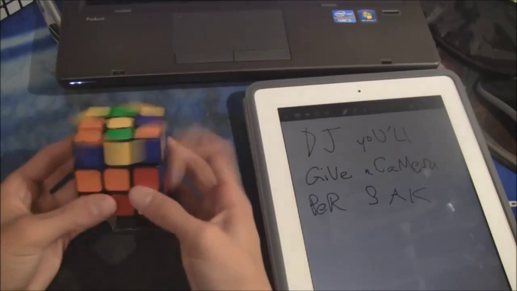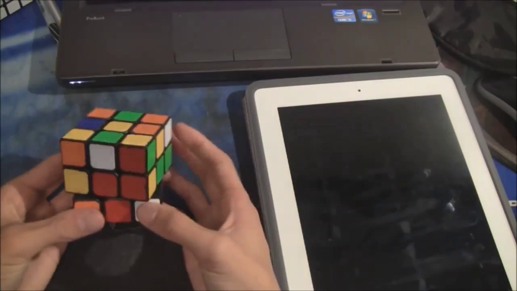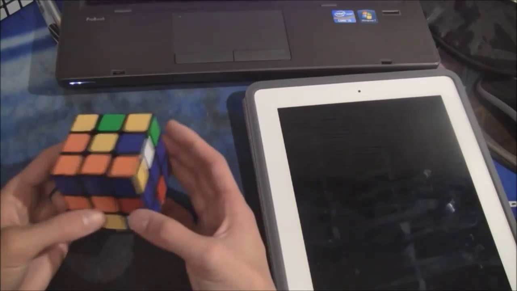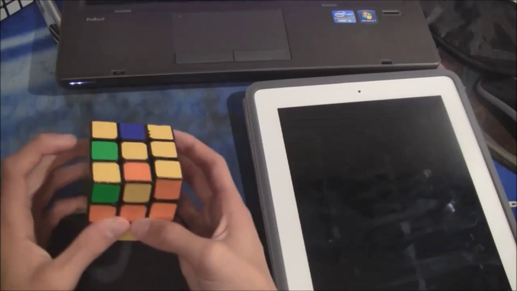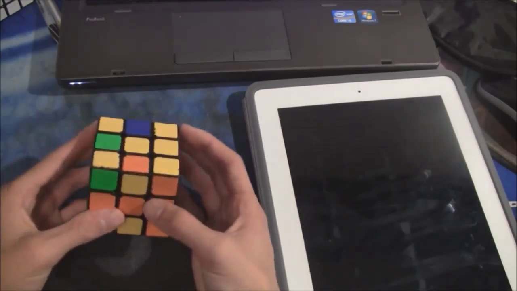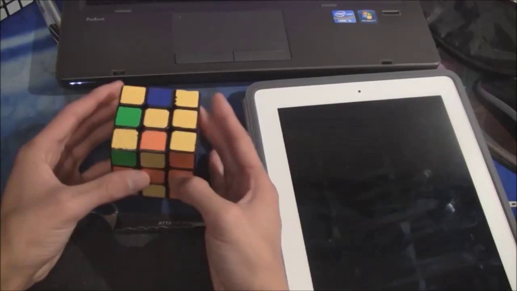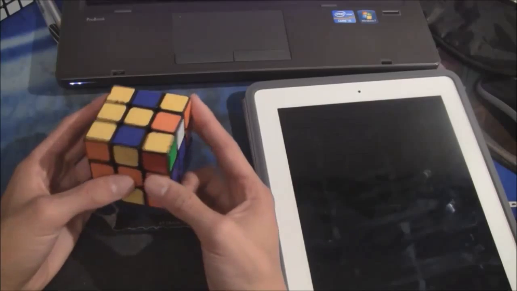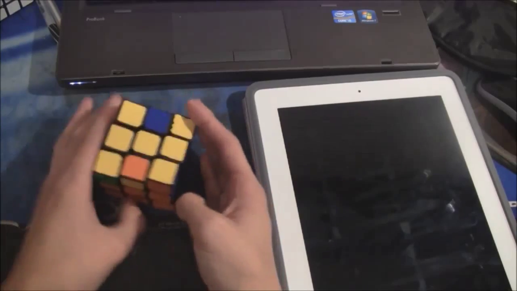So I can go R, U, and then go U2, or U wide 2, M prime, U wide 2, M prime, and then undo that. Now G to V. Okay, there's a few ways to do this, but the way I'm going to do it is D, M prime, U prime, M, D prime, M prime, U, M.